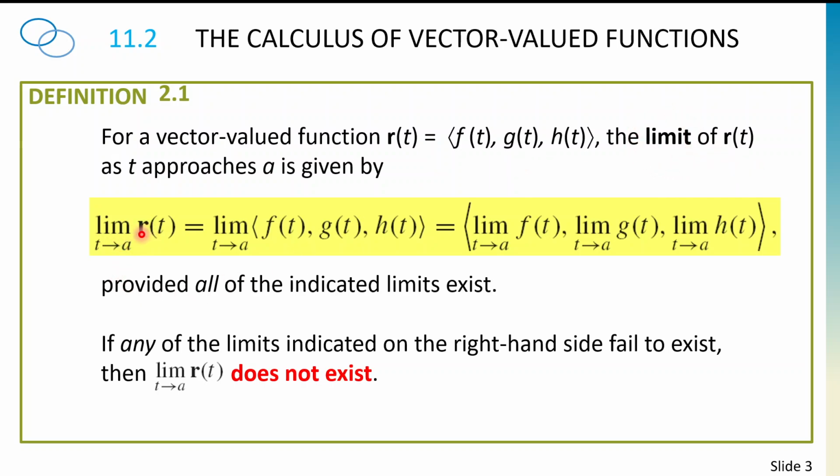The limit of r of t as t approaches a equals the limit of this vector. I'll take the limit one by one of each of these three components: the limit of f of t, limit of g of t, limit of h of t, under one condition, that the limit exists for all of them. If the limit does not exist for one of them, then the overall limit, again, does not exist.